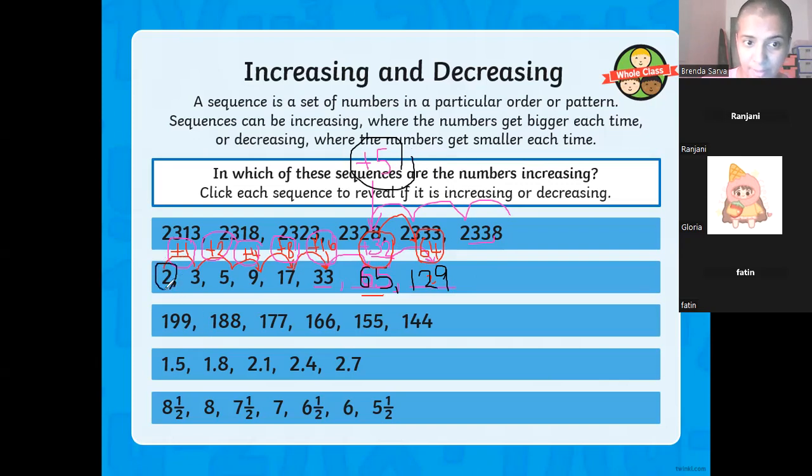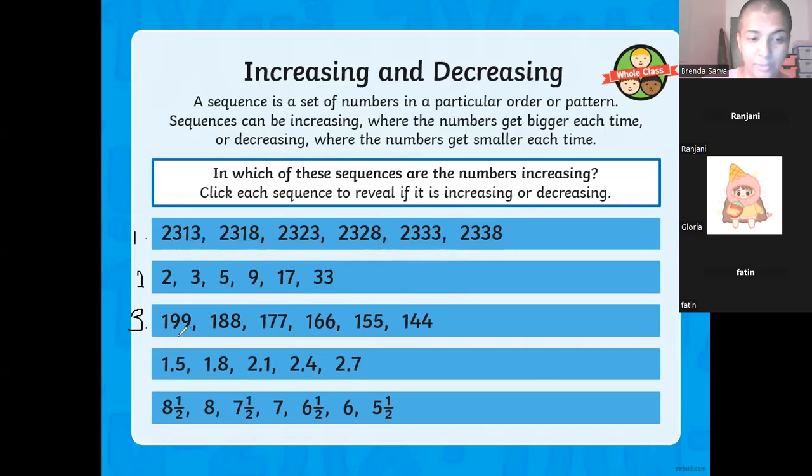Making your answer, look at 2. You started at 2, but you look, you're at 129 already so fast. Can you see? Okay, let's go to our third example. This is the third example. This is example number 1, number 2, and now number 3.